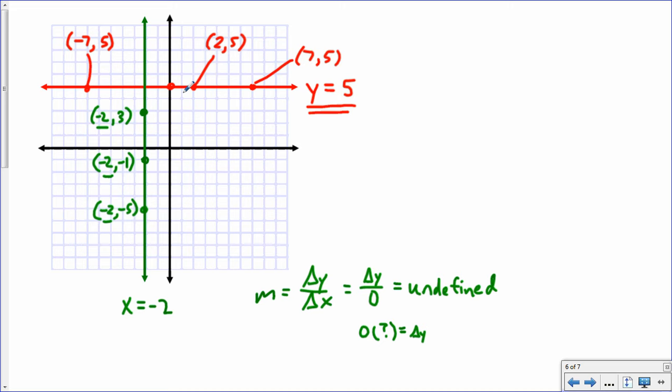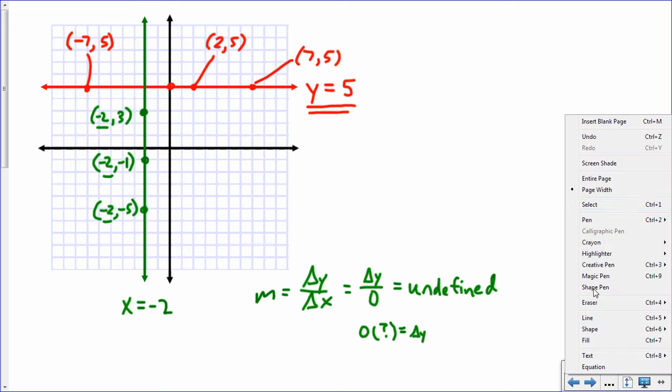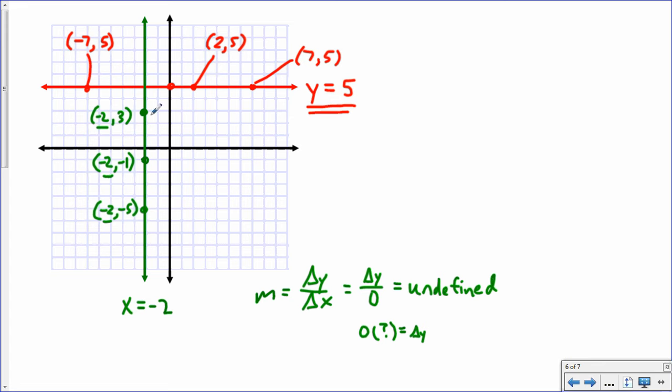How about the horizontal line now? The horizontal line, you need to change to red. I called that line vertical, didn't I? That's a horizontal line. We just did the vertical line. The horizontal line, the slope, again, is the change in y divided by the change in x. But this time y isn't changing. Y is staying the same, so there is no change in y. But there is a change in x.